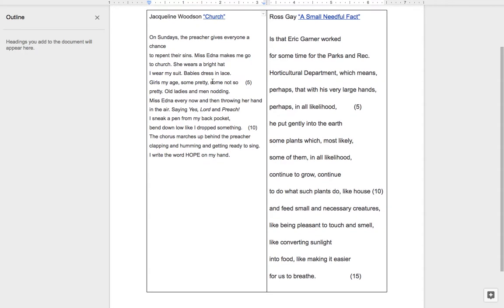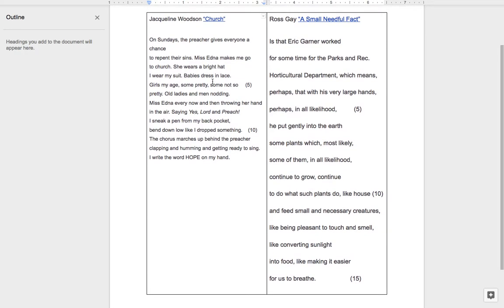I would like for you to hit pause right now and read these two poems. It's going to help you do well on the second part of the test, where you're going to do this with two different poems. Hit pause now and read.